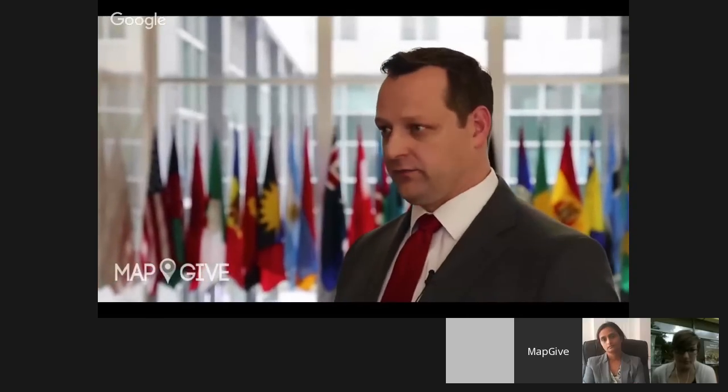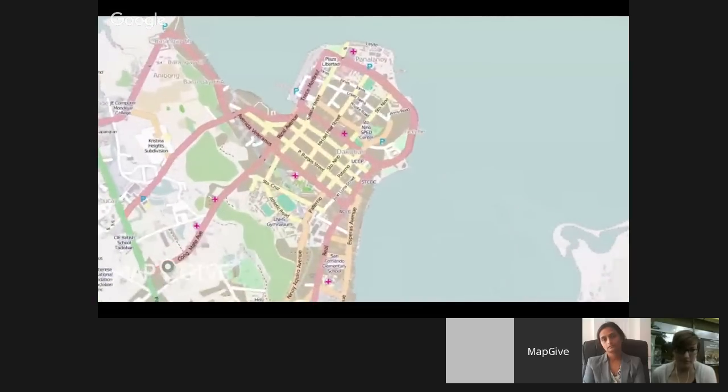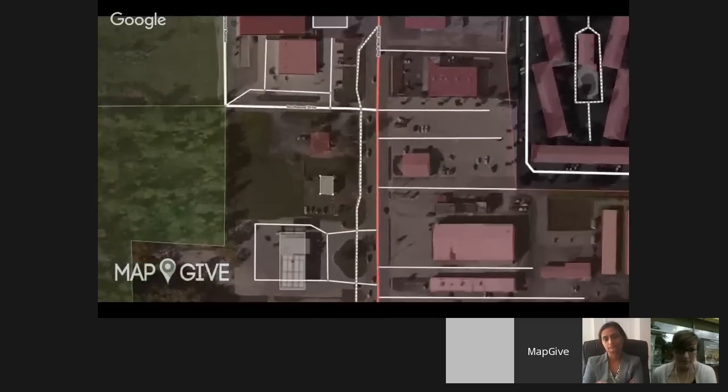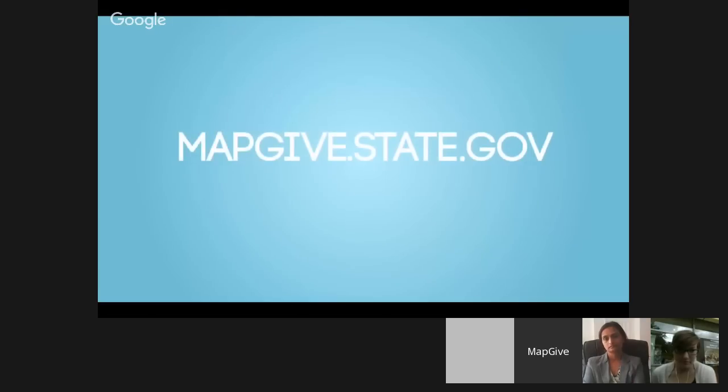We're asking the question, what if there were more online map givers? What can happen if we had 10 times the amount of volunteers, 50 times the amount of volunteers? How many areas could we map? How much good could we do in this process? Let's find out how much good we can do. MapGive today.